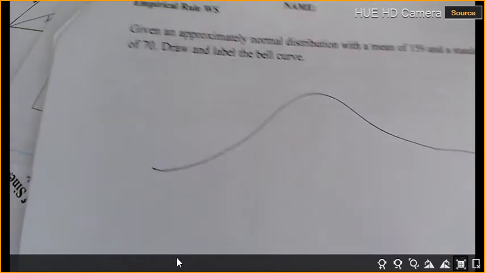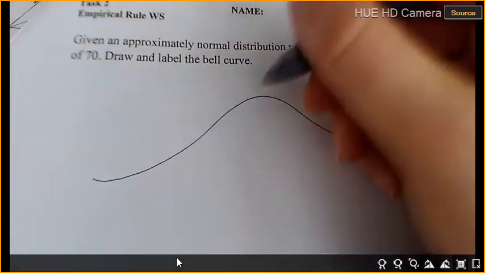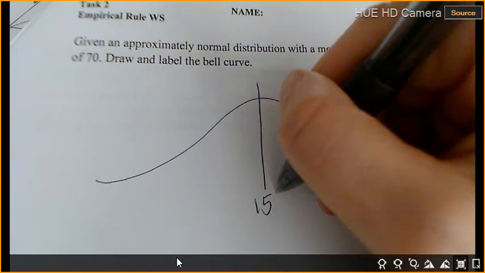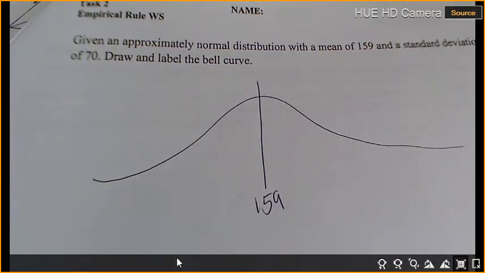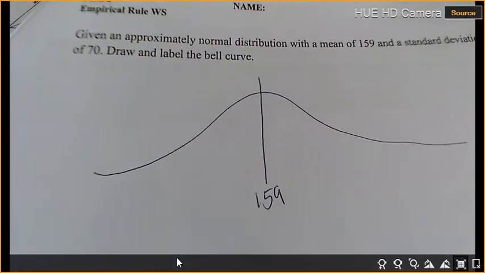Okay, so given an approximately normal distribution with a mean of 159 and a standard deviation of 70, then we can answer these questions. Miss S., will you do me a favor? Will you make an answer key for task number 3? So we're on 2 right now. I'm going to have you guys check with Miss S when I'm done with this one. I'm going to have them come ask you questions about it afterwards.